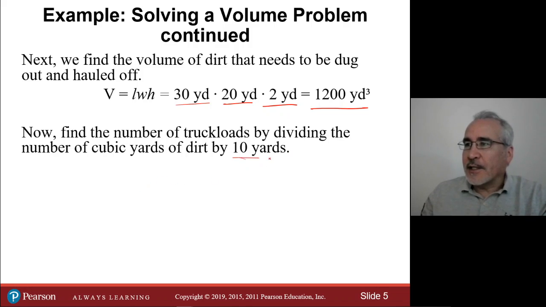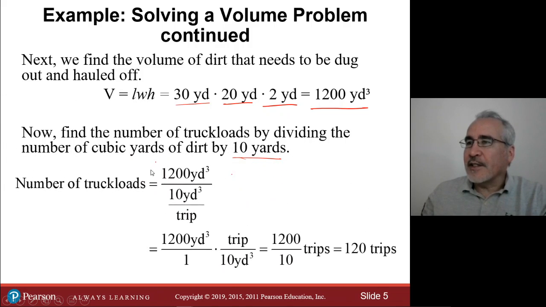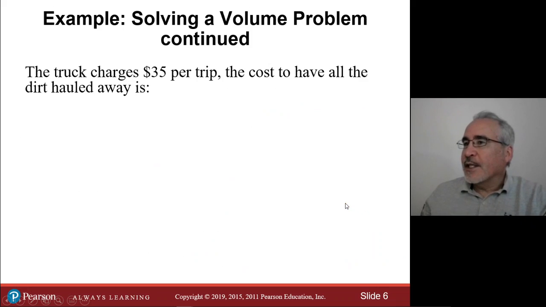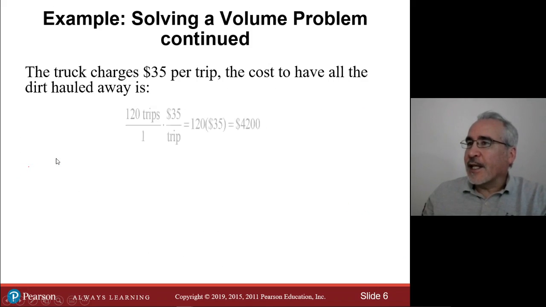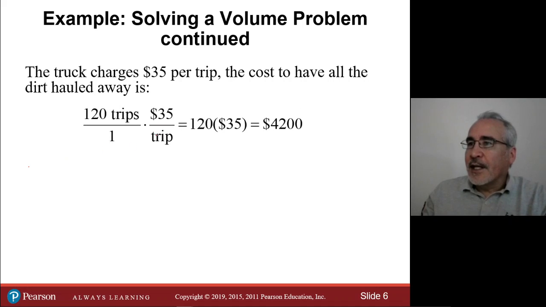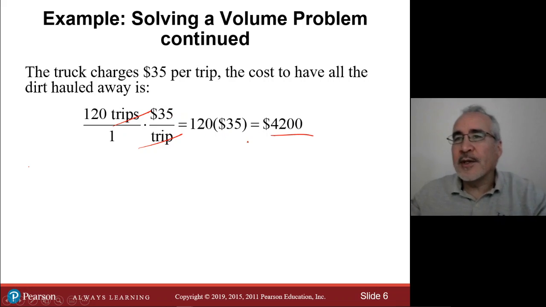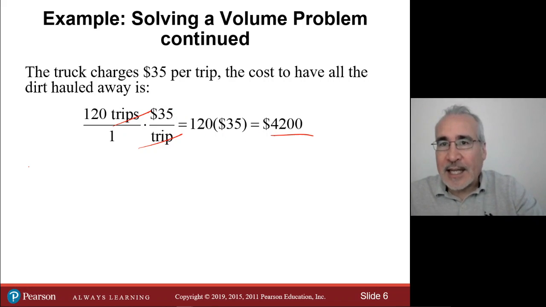A reminder here, 10 cubic yards. So here's our calculation, 1,200 divided by 10 yards per trip. And again, this one will flip like you see down here when you're multiplying by a fraction, flip and multiply. The yards are going to cancel out. 1,200 divided by 10 gives us 120 trips. So each trip, remember, is going to cost $35. So now we multiply, if we don't get too dizzy, the trips will cancel. 120 times 35 is going to give us $4,200 just to get the dirt taken away.